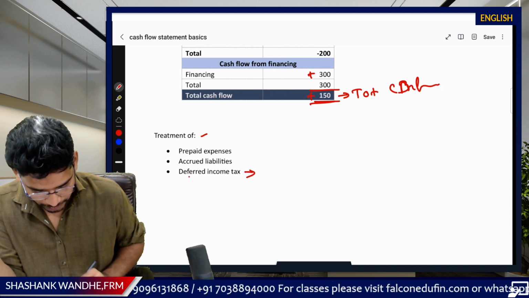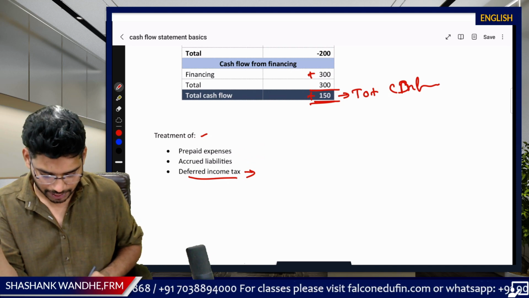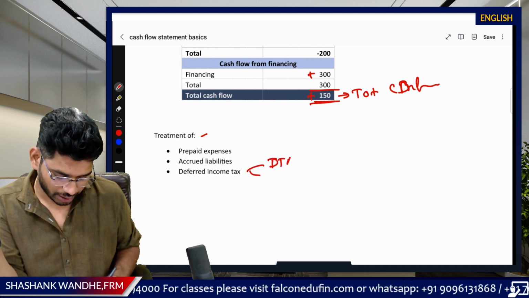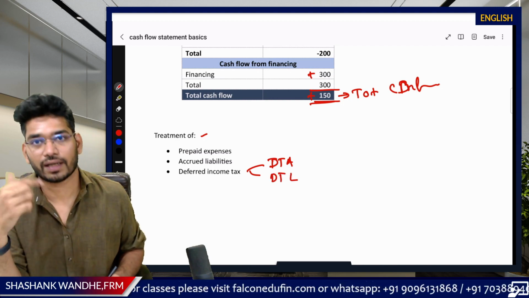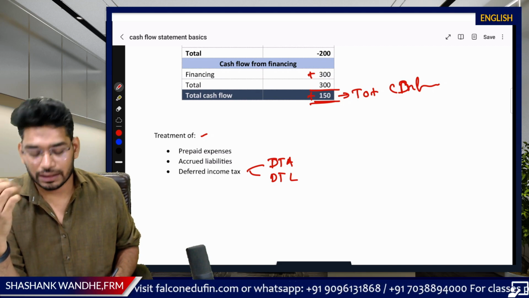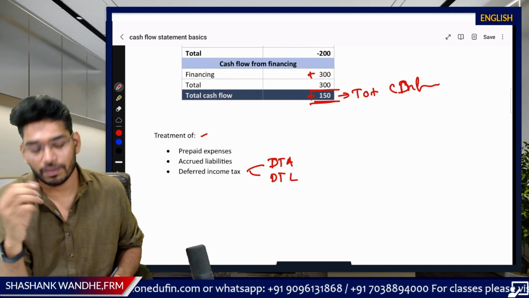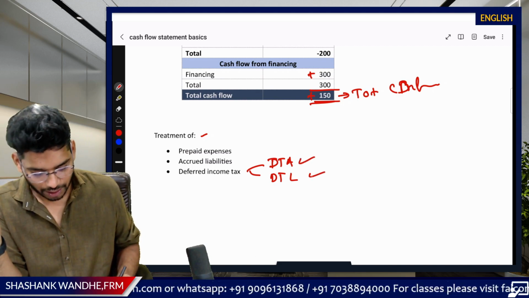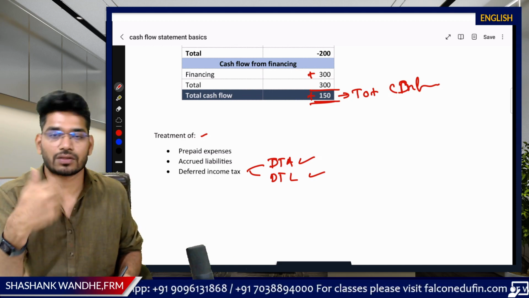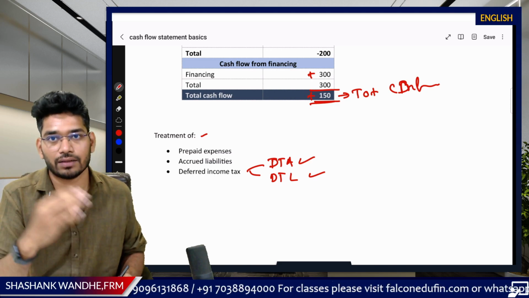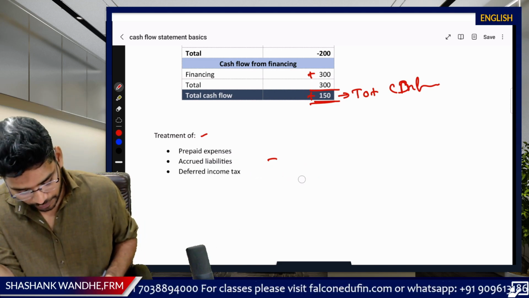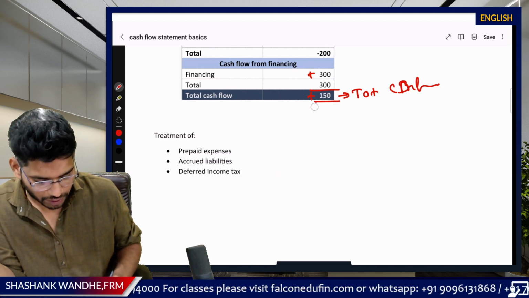Then deferred income tax. In deferred income tax, we have two parts: DTA and DTL, deferred tax asset and deferred tax liability. Right now I'm not discussing what a DTA and DTL is. We will discuss this in the income tax chapter. So here DTL and DTA will be treated accordingly. If you have a DTA, you will treat it like an asset. If you have a DTL, deferred tax liability, you will treat it like a liability. Okay, so this is a very short discussion on the cash flow statement.